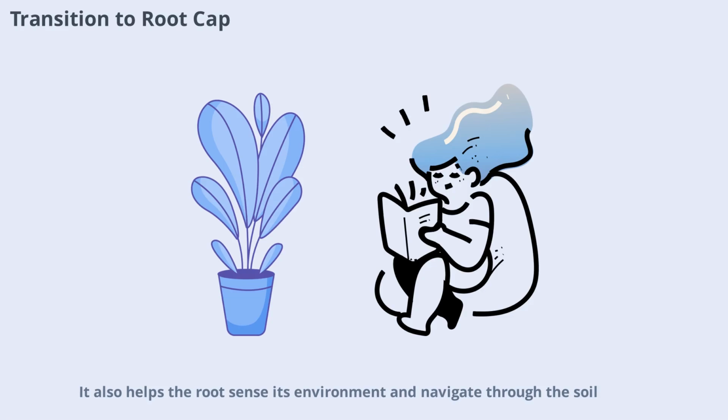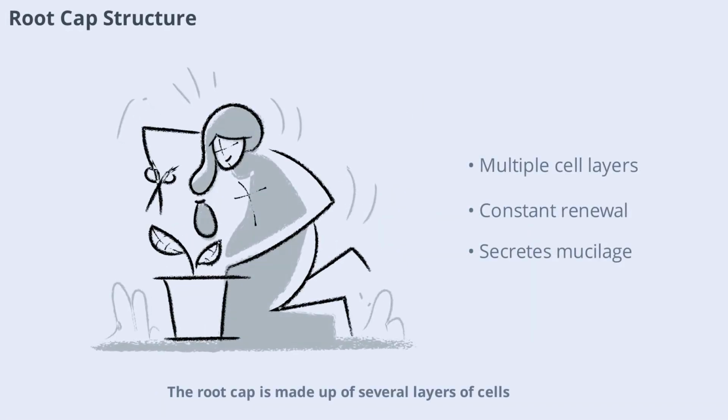It also helps the root sense its environment and navigate through the soil. The formation and function of the root cap are key topics in understanding root apex theories. Root cap is made up of several layers of cells that are constantly being produced and sloughed off as the root grows. This continuous renewal helps protect the delicate meristematic tissues behind the cap.